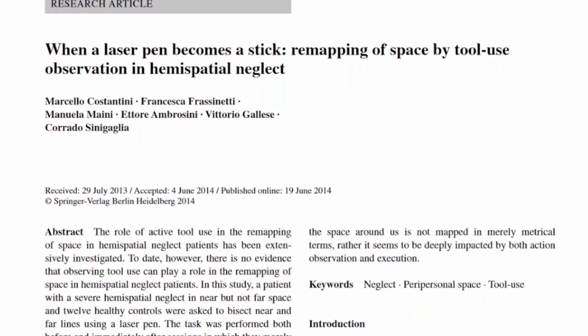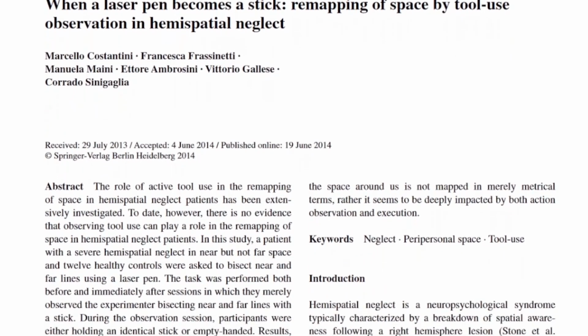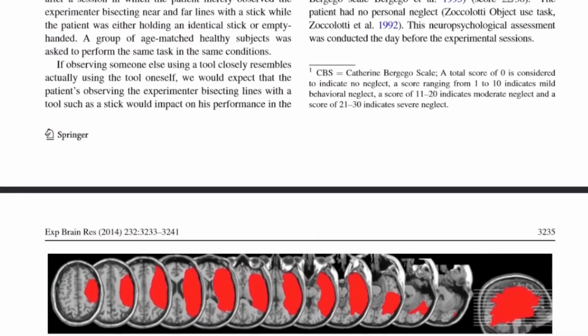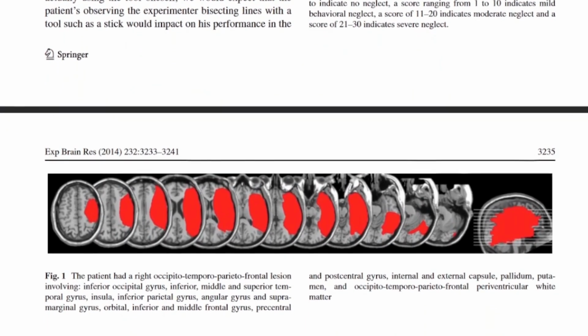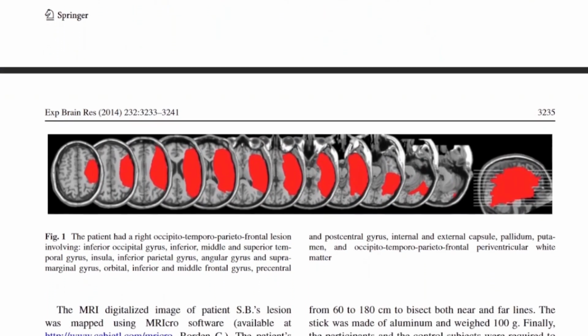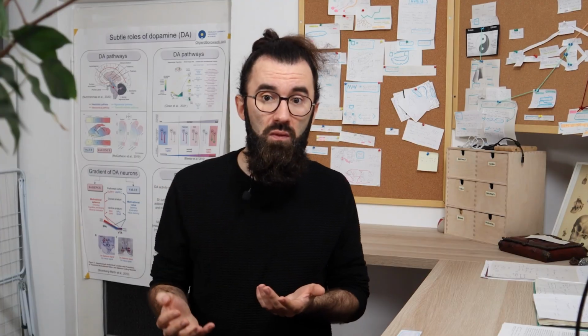So going back to this body schema and tools, there was a patient named PP with neglect limited only to the near space. Bisecting lines far away with a laser pointer was accurate, but if a stick instead of a pointer was used, PP showed neglect as severe as for near spaces. This shows that the tools we use change how the space around us is processed.